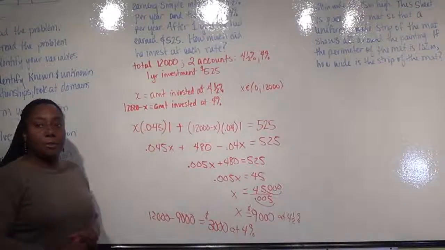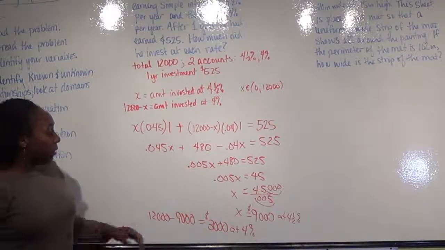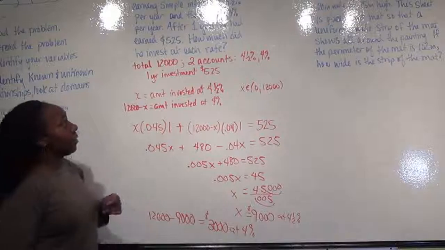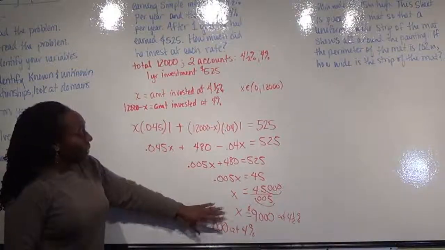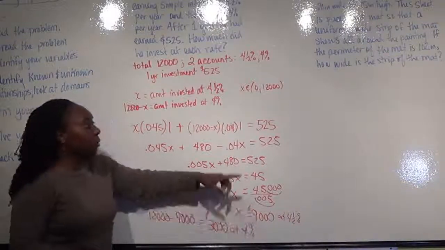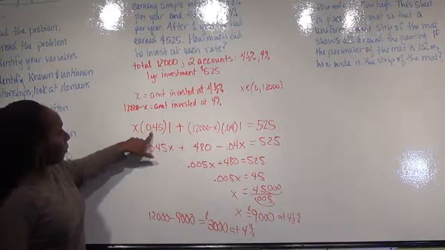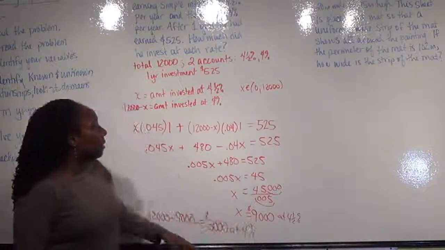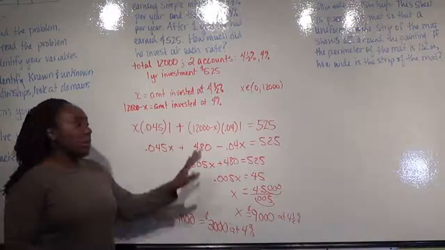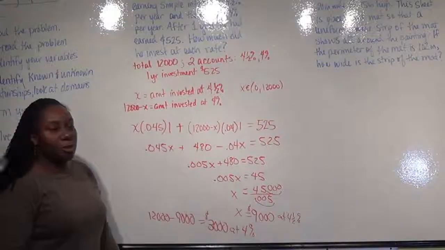Lastly, we want to check our solution. So first, we want to make sure these things make sense in the problem. So yes, if I add these two together, I'm going to get the total of the $12,000. And then I can check by plugging back in here to make sure that when I put in these two values, I actually get the $525. So if I take 0.045 times 9,000 plus 3,000 times 0.04, you can see that you will get the 525. Okay, so there's our solution.